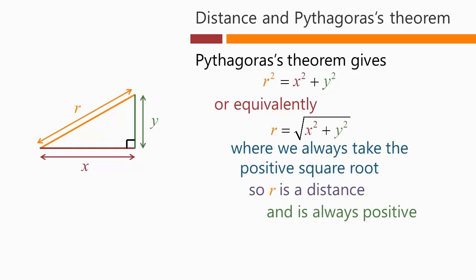And in general, this process of summing up the squares and taking the square root, where we have distances that are at right angles to one another, is a general way of understanding a distance between two points.